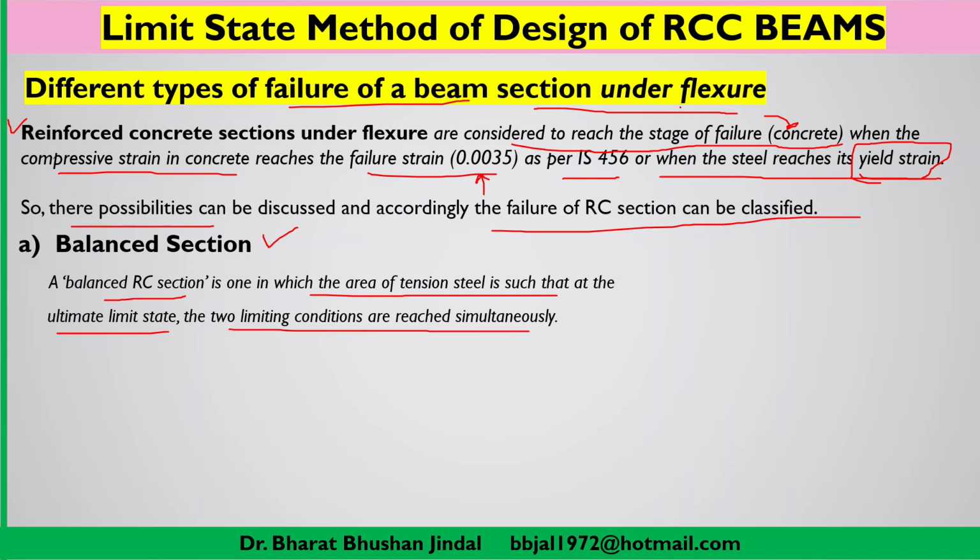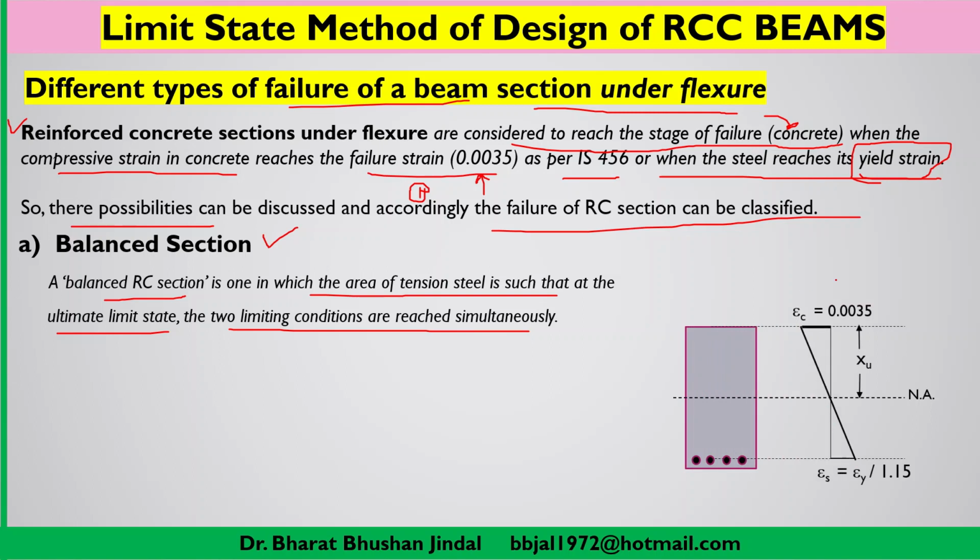What are the two limiting conditions which we have discussed? The first is when concrete has reached up to this much strain and the steel has reached up to yielding strain. So what will be the strain graph? The strain graph will be just like this. Here, as I already discussed, the strain in steel is equal to the strain at the level of yielding stress, so yielding strain divided by the partial safety factor for the steel. And now you can see the topmost fiber of the concrete has reached its ultimate failure strain of 0.0035, as well as the steel at the bottom has also reached its yield strain. So both the materials have reached their ultimate states of failure.